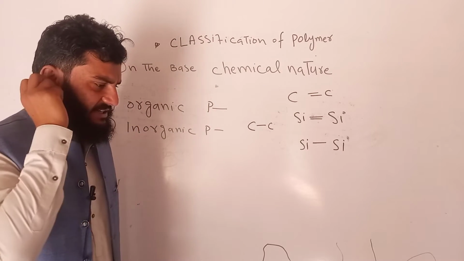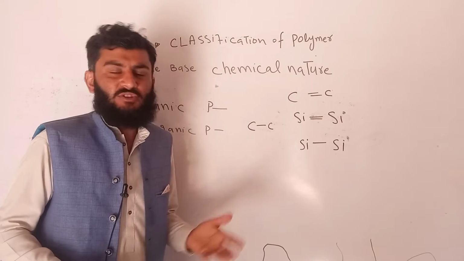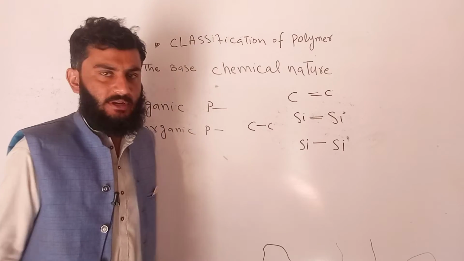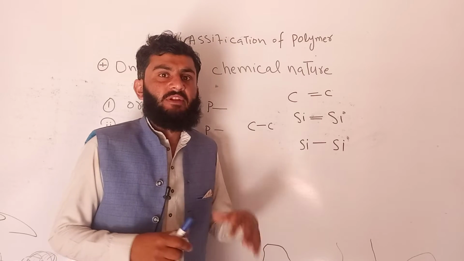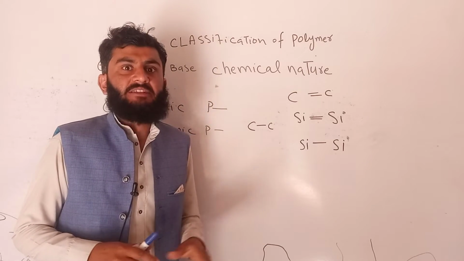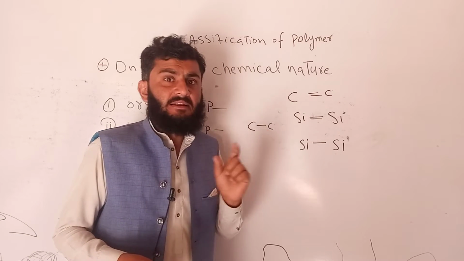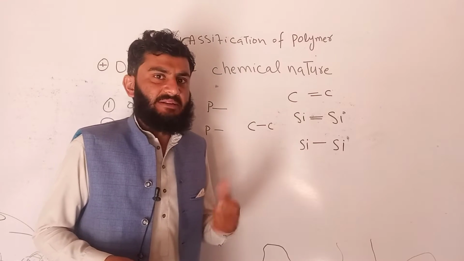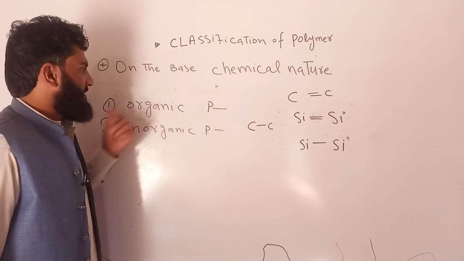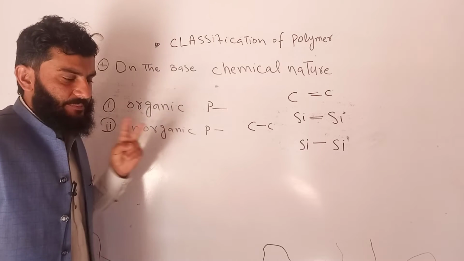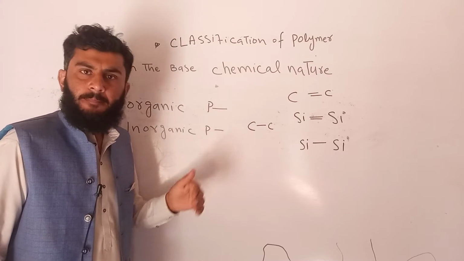You know that there are so many types of organic compounds that have carbon, but actually they are non-polar. Clear? Some polymers will have carbon atoms in their peripheral skeleton, not in their main skeleton, but they will be inorganic in nature. So we are going to discuss organic and inorganic polymers. On the basis of chemical nature, a polymer may be organic or inorganic.